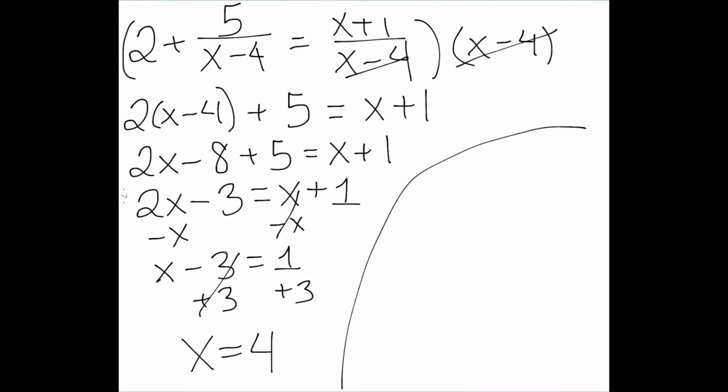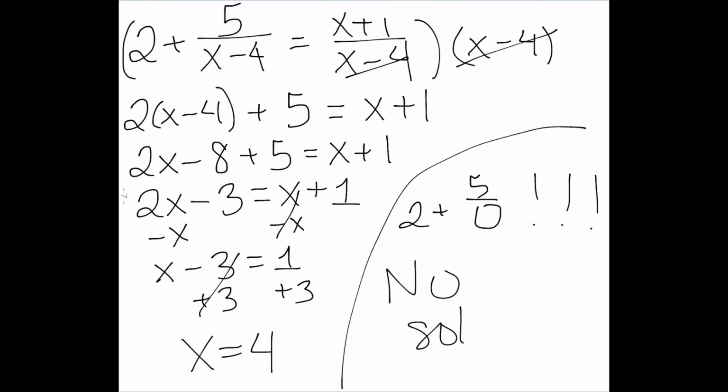So when I stick this back in, I have 2 plus 5 over 4 minus 4. And now we can see the issue. I can't divide by 0. So this problem actually has no solution. And this right here is why it's important to double check.